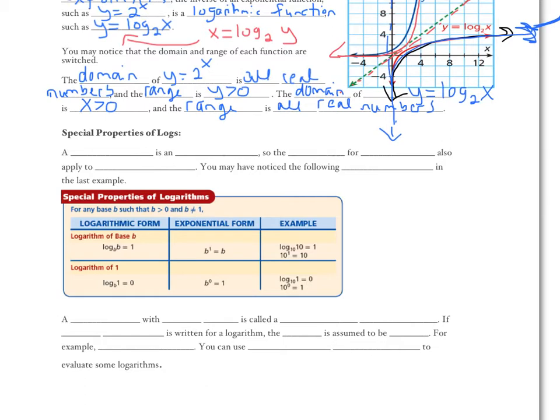And we have special properties. So, a logarithm is an exponent. We said those are equal. So the rules for exponents also apply to logarithms. So as we go through, we'll be applying properties of exponents to logs. You may have noticed the following properties.